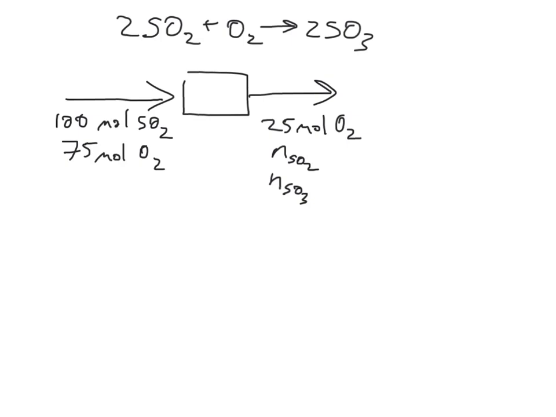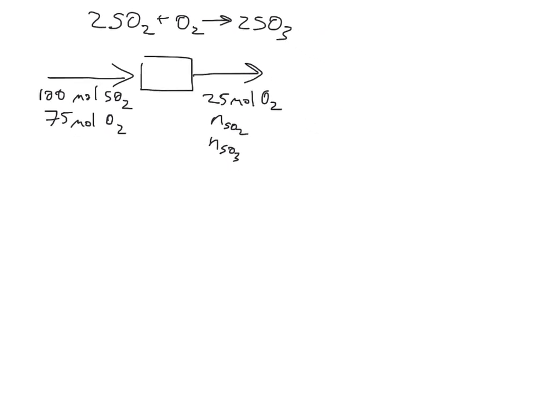So let's look at this. Let's start with an example here. We have this reactor with an inlet of 100 moles of SO2 and 75 moles of O2, and the outlet is 25 moles of O2, and some unknown amount of SO2 and some unknown amount of SO3. What we want to do is find out what these are. The reaction taking place in this reactor is 2SO2 plus O2 goes to 2SO3, a reaction we've used many, many times.